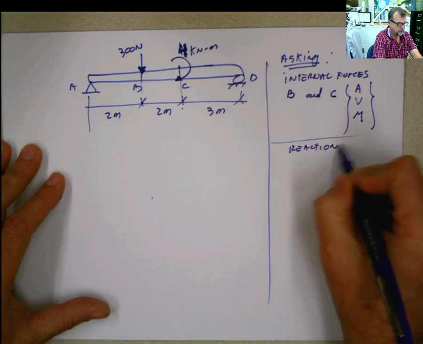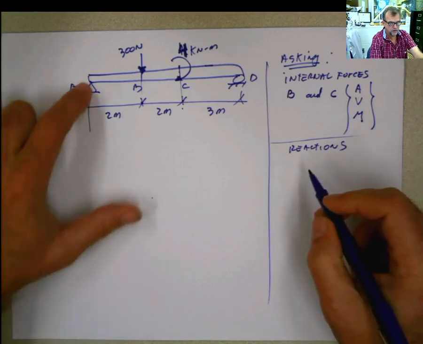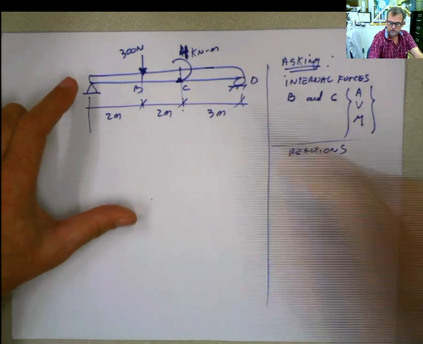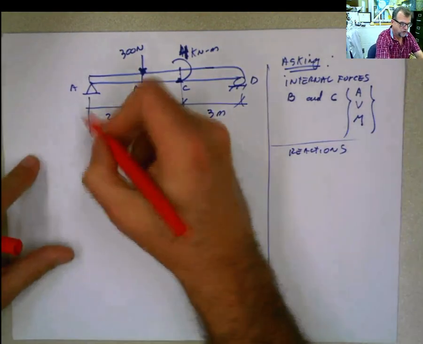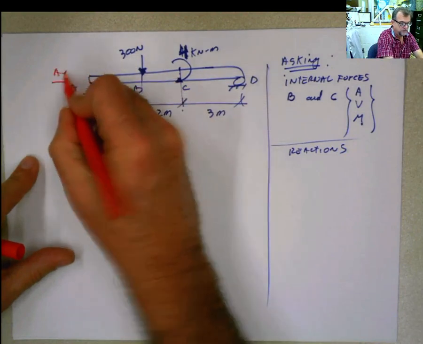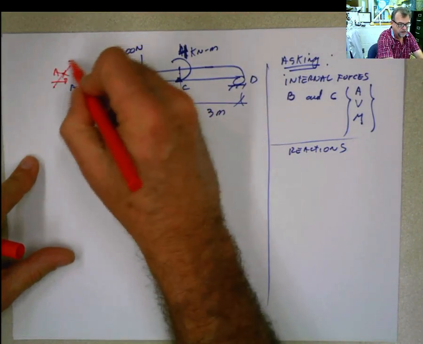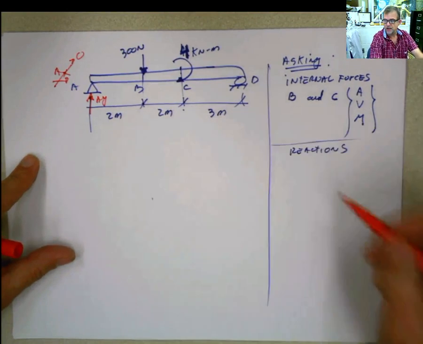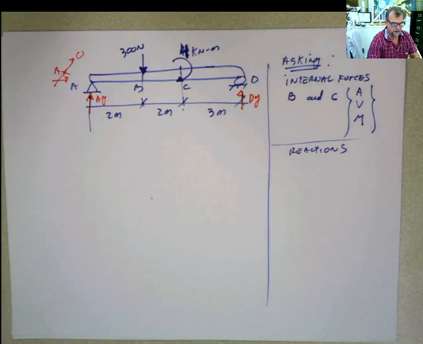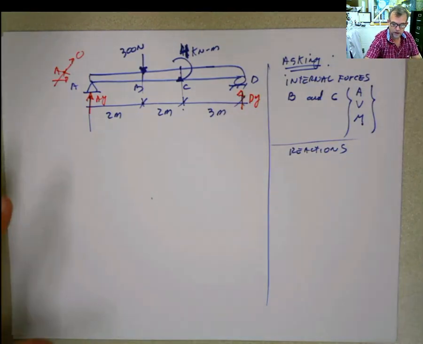How do you calculate reactions? Well, I can do summation of forces if I want to. But I know if I do summation of forces, this is a pin support. It's going to have AY and AX, which if I do summation of forces, I know this is going to be 0 because there's nothing else in X. And here I'm going to have DY. DY sounds like DUI. Don't get one, please.